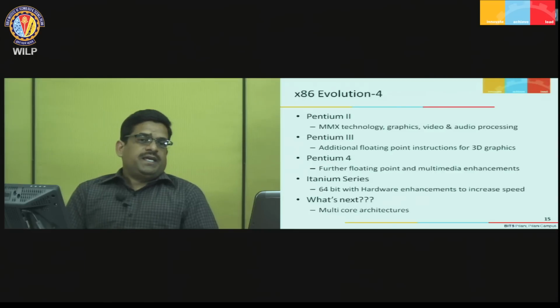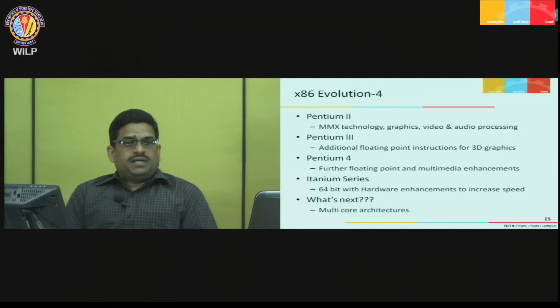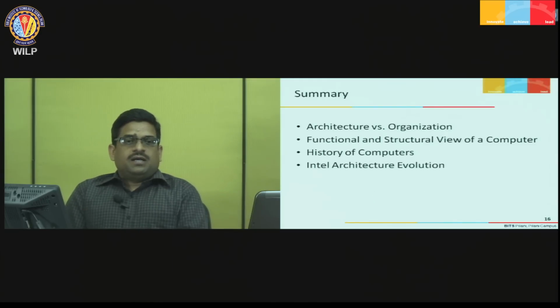So the overall idea is that the processing power has increased as time progresses. The amount of memory support has increased, and the kinds of tasks that can be done, from complex to computation-heavy tasks, can be done in a small amount of time. This is the way the Intel 8086 architecture evolved from 1971 up to today.